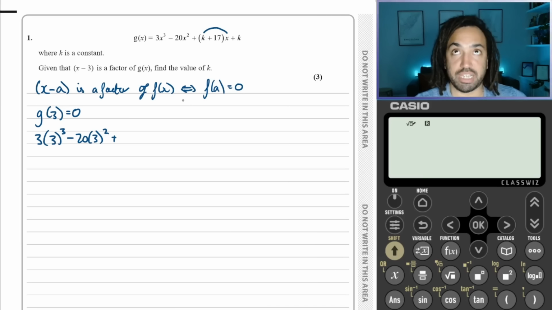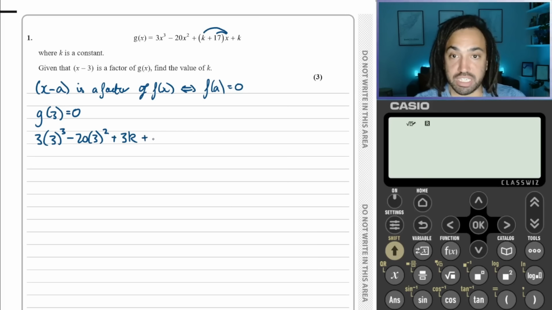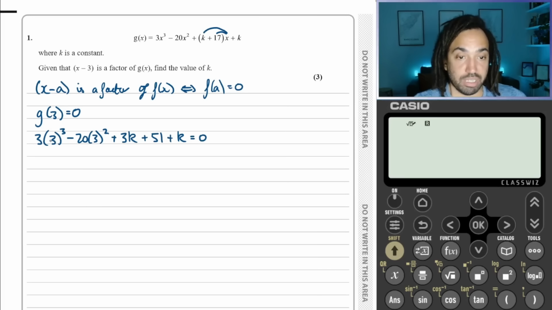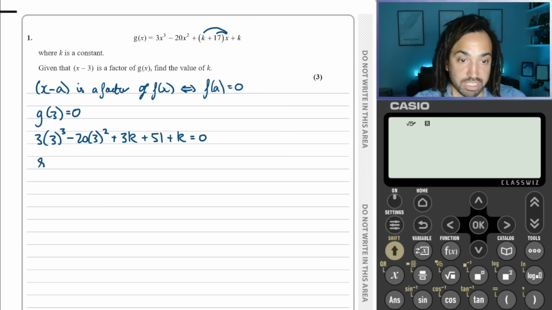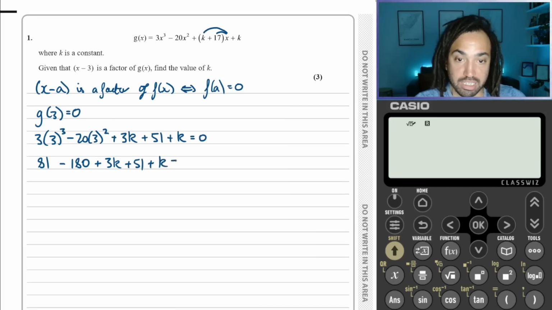So k times x, but x is 3, so that's just going to be 3k. And then 17 times x, when x is 3, is going to give me 17 times 3, which is 51, and then plus k, and we've said that equals 0. Okay, let's evaluate this. So 3 cubed is 27, times 3 is 81, 3 squared is 9, times 20 is 180. Very good. And then we've got 3k, and then plus 51, and then plus k equals 0.